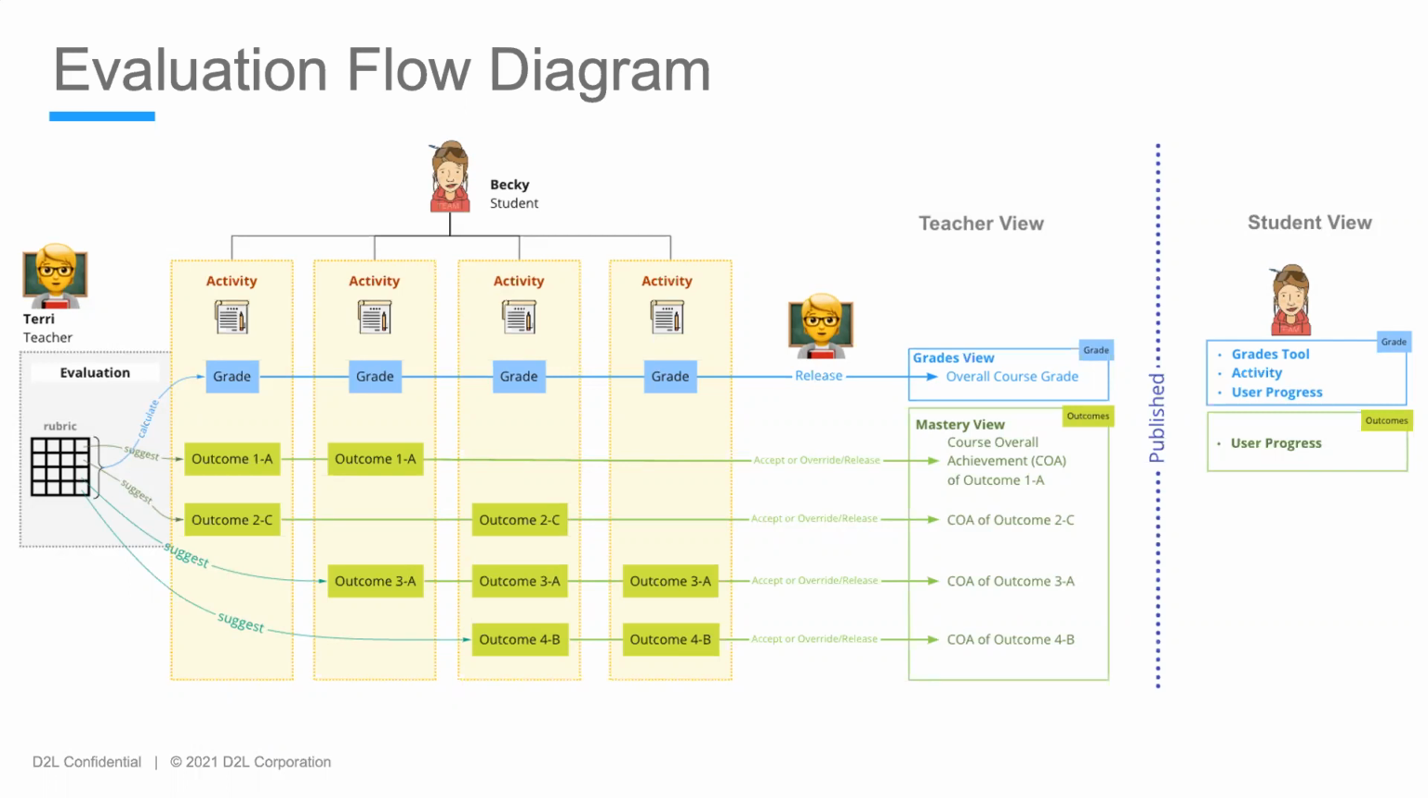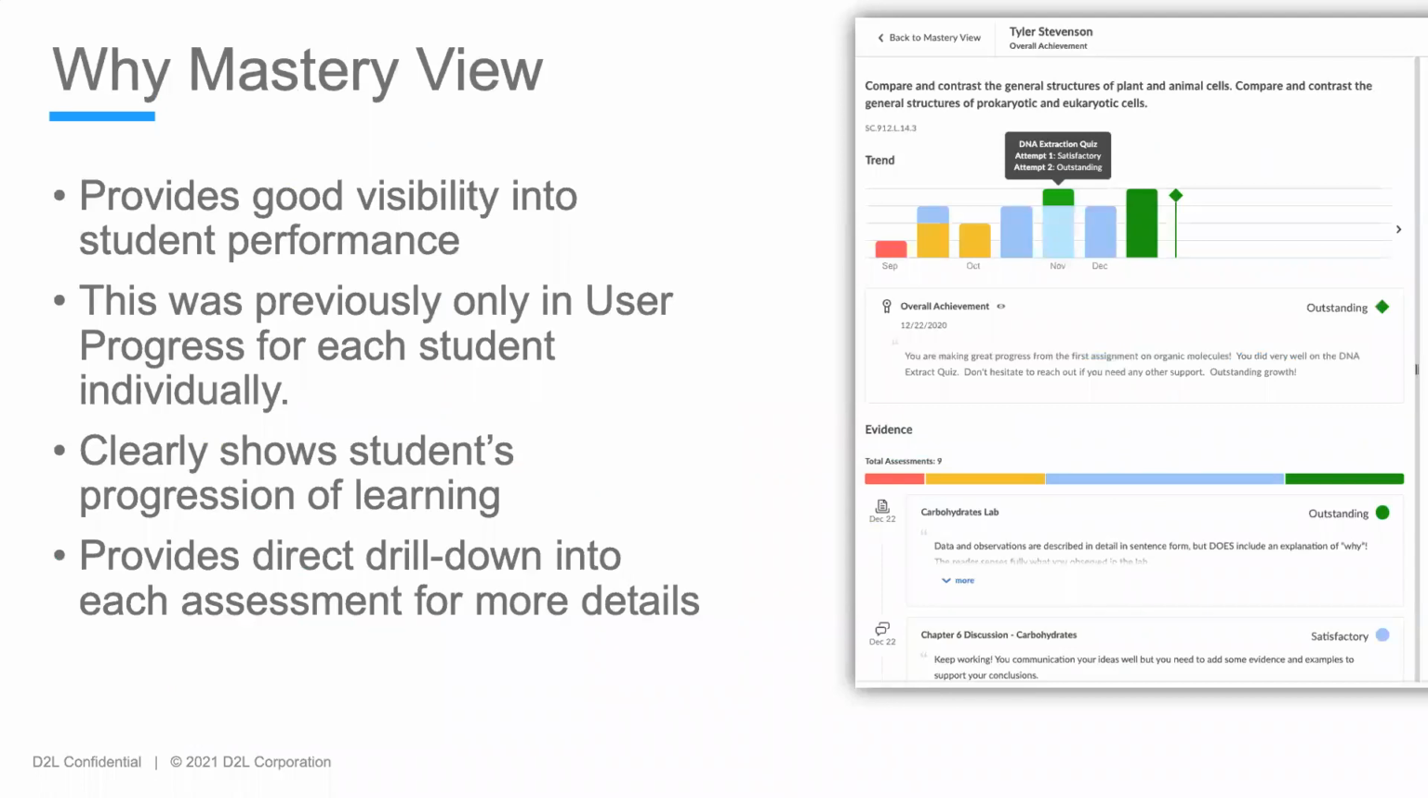And then Terry, the teacher, can also release or publish those overall levels of achievement. So Becky can see those in user progress, so that she can see not just the holistic grade, but she can also see her progress for each one of those outcomes that are attached to the activities. So Mastery View provides great visibility into student performance.